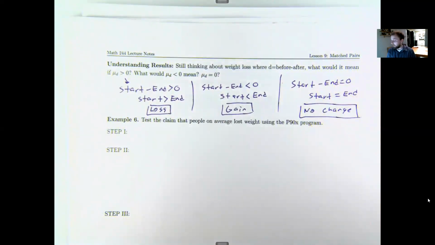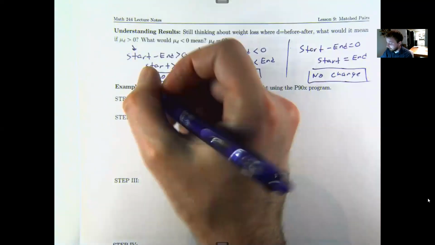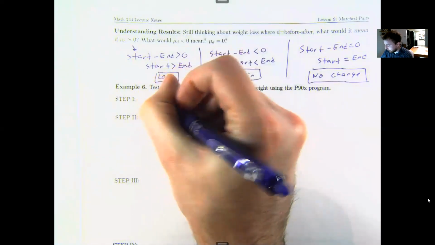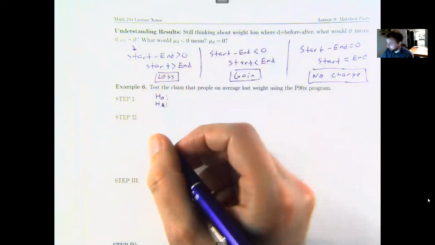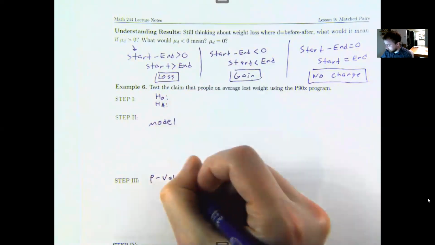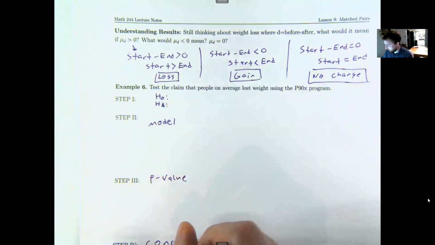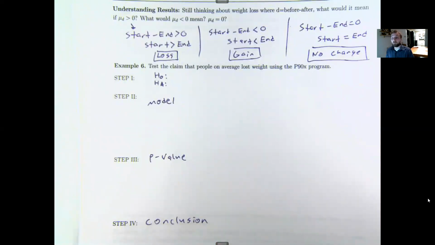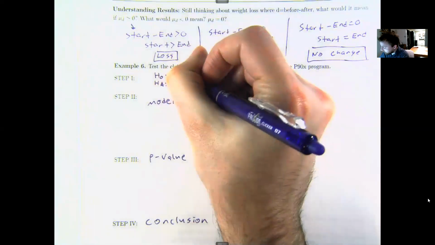Knowing this, let's do the 4-step process to determine if people on average lost weight using the P90X program. It's a hypothesis test, so I'm going to have the same 4 steps that I always have. Hypotheses, my model. I'm going to calculate my p-value, and then I'm going to state my conclusion. I'm not really concerned about their starting weight or their ending weight. I'm only concerned about one variable in this problem, and that is their difference in weight.